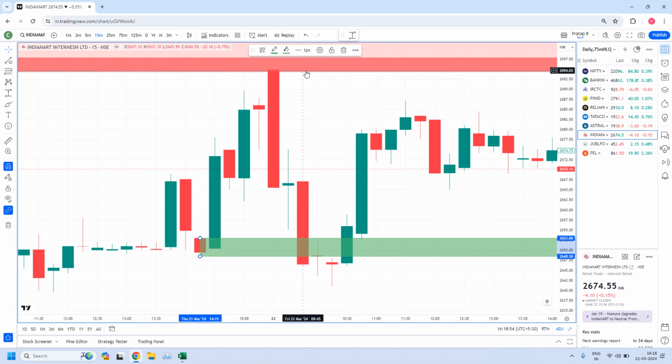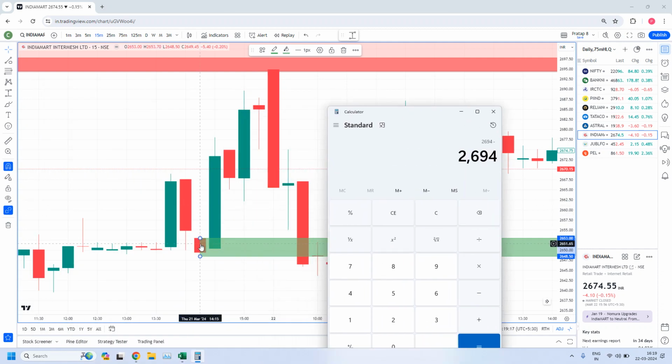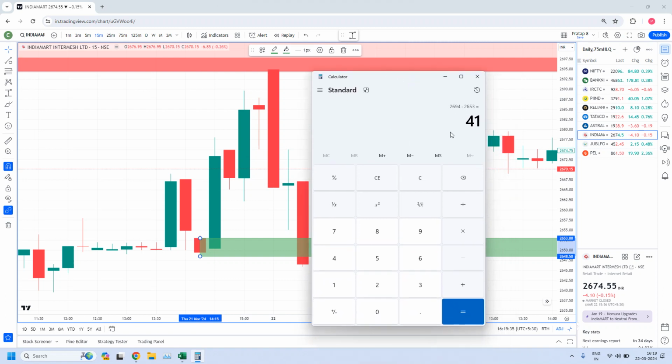What is the value here? Approximately I am calculating. 2695. The high of this zone is 2694.90. Let us say 2694. 2694 minus, and what is this target? The open of this candle, 2653. You would have got 41 rupees profit.